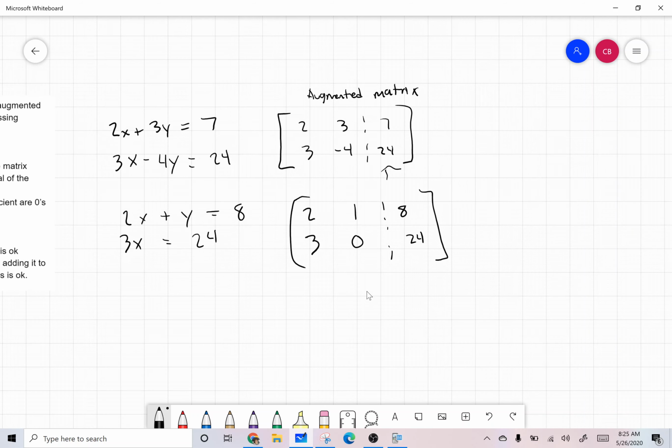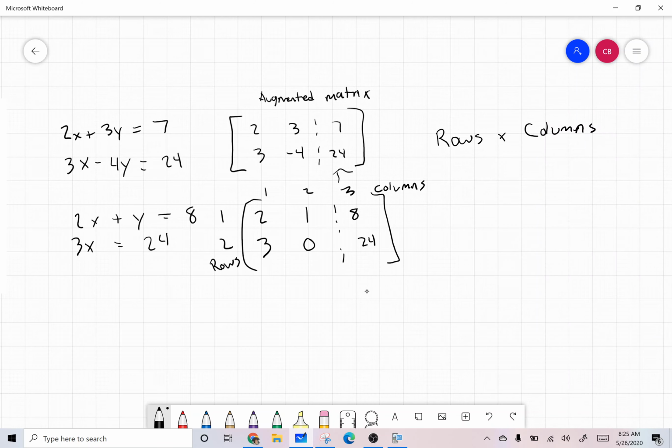And the thing to mention, matrices are declared by the number of rows by the number of columns. There are 2 rows. I'll write this right down here. And 1, 2, 3 columns. So this is a 2 by 3 matrix. Obviously, we use the term matrices if it's more than one matrix.